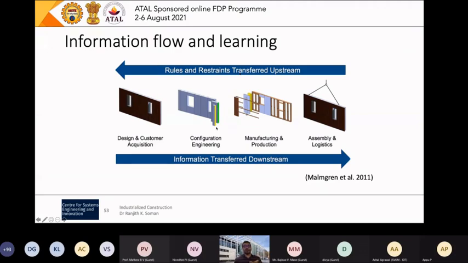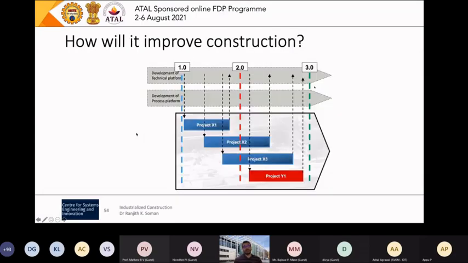Again, as I said with the configuration, you cannot manufacture something in a straight line, so we might need to discretize this. So it's a process of information transfer downstream and rules and constraints upstream. Here, the idea is we are not starting with a blank sheet. We're starting with a set of standard components and rules and constraints, and we have the customer requirements, etc. And we manufacture the building according to it.